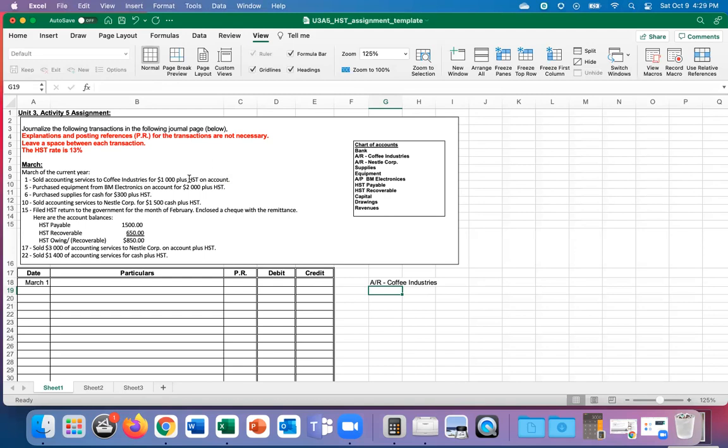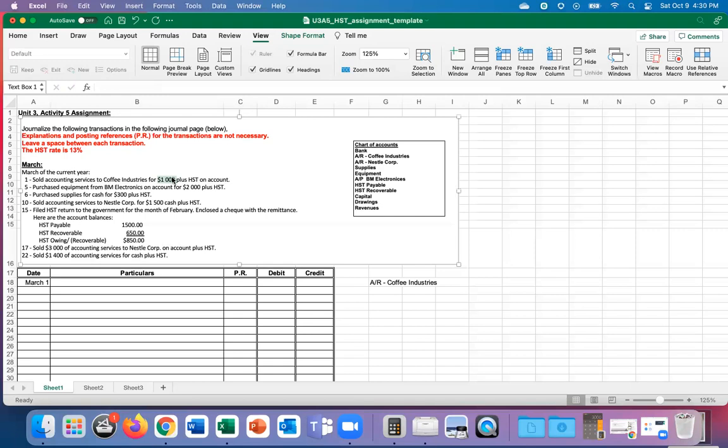So our services that we're charging them is $1,000. And then above and beyond that, we also have to collect the HST money. And the HST rate is 13%. So the way that we calculate what we're going to collect for HST is just multiplying the amount that we're charging for our services by that percentage rate. So in this case, it'll be 1,000 times 0.13. And then that'll give us how much we're charging for HST.